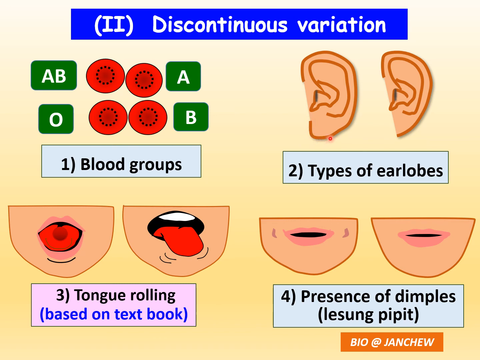Okay, now for types of earlobes, there are 2 types. Either the free earlobe, which hangs downwards and is not attached to the face, and then you have the attached earlobe. Okay, for tongue rolling, a person can either roll his tongue or cannot roll his tongue. And for presence of dimples, called lesung pipit or lesung pipi in Malay, or ciwo in Mandarin. Okay, so a person either has dimples or does not have dimples. There are no intermediate characteristics here. They either have or they don't have it. So there are no gradual changes in the characteristics, just distinct categories.